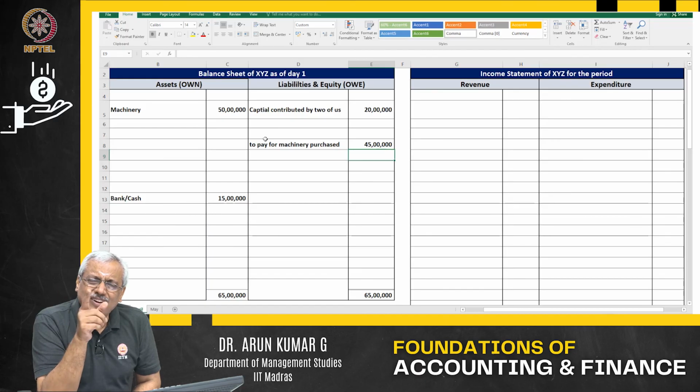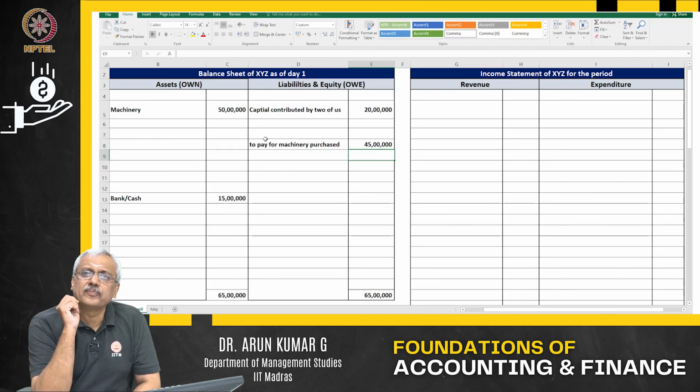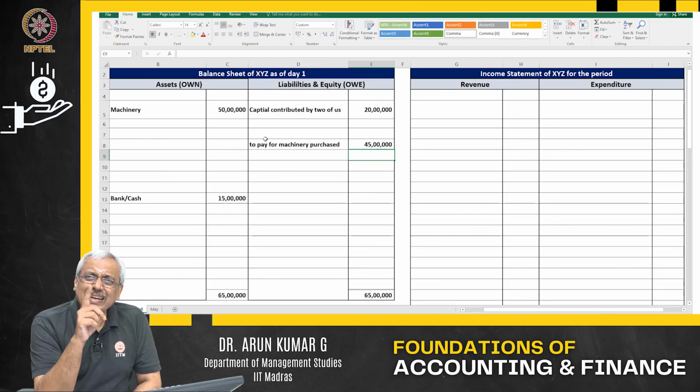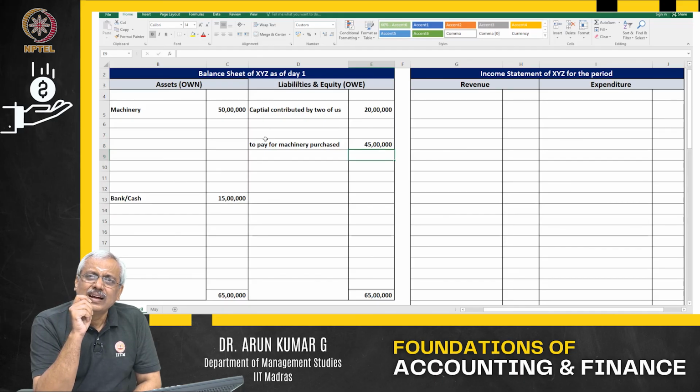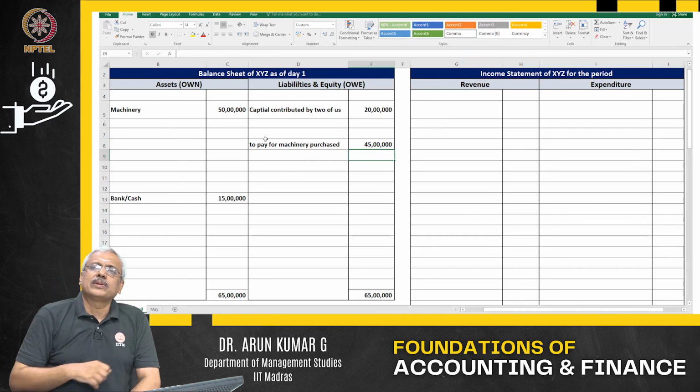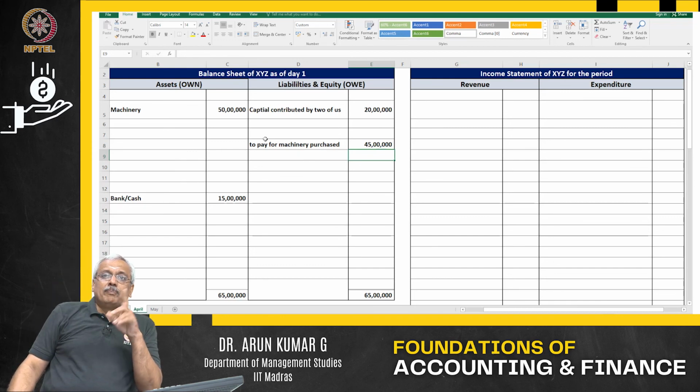I have rented a factory shed, same day, day 1. I have rented a factory shed for a monthly rent of 30,000 by paying an advance amount of 2 lakhs. I have paid an advance amount of 2 lakhs, and the monthly rent of 30,000 is payable at the end of the month.